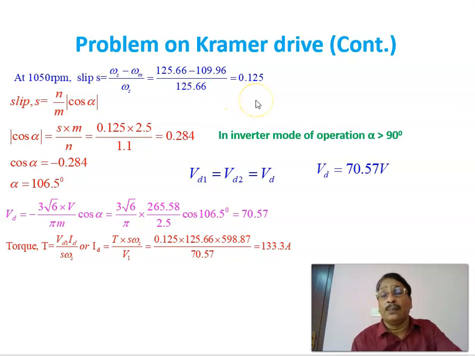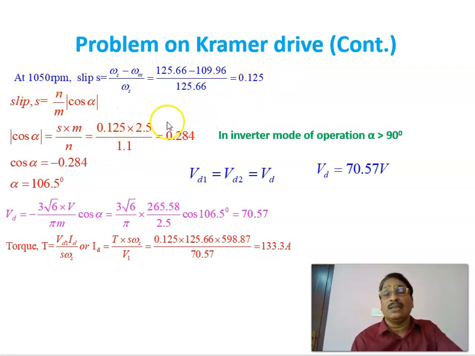Continuing the previous problem, at the speed 1050 rpm, you can calculate the slip. Slip is given by omega s minus omega m divided by omega s. That is equal to 0.125. This is the slip corresponding to 1050 rpm.